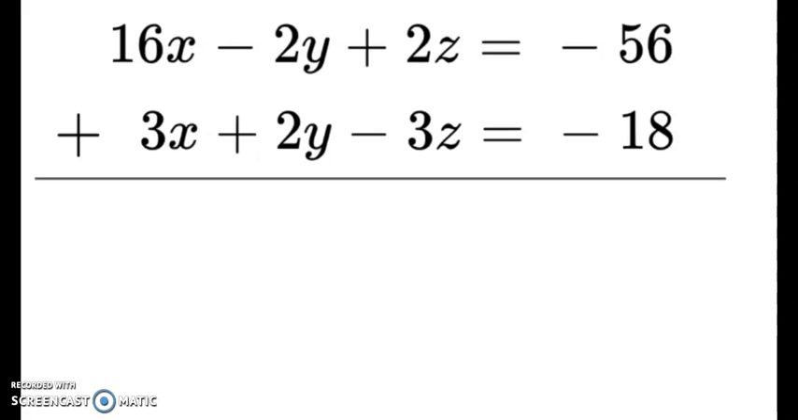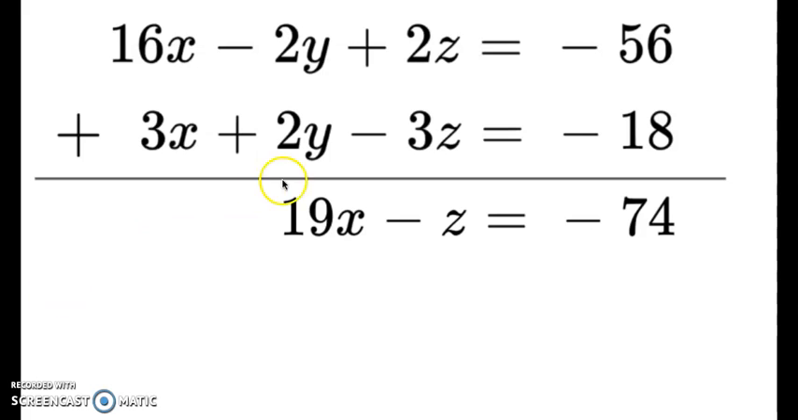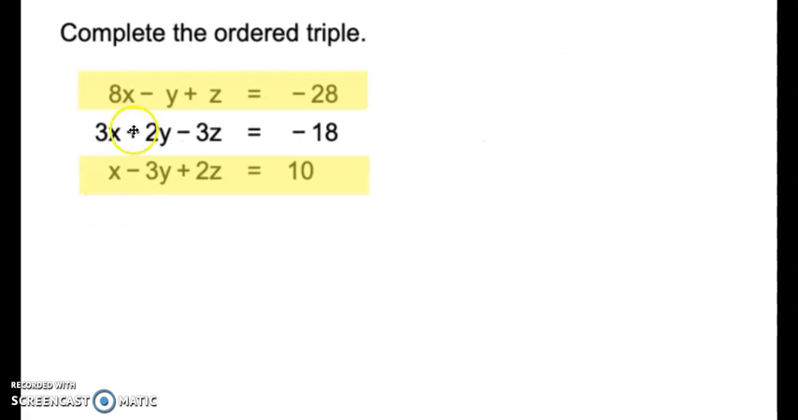So 16x plus 3x is 19x. 2z plus -3z is -z. And -56 plus -18 is -74. So now we have an equation with one of the variables eliminated. Keep this aside because we're going to come back to this later. Because now we got to do the system of the first and last equations.